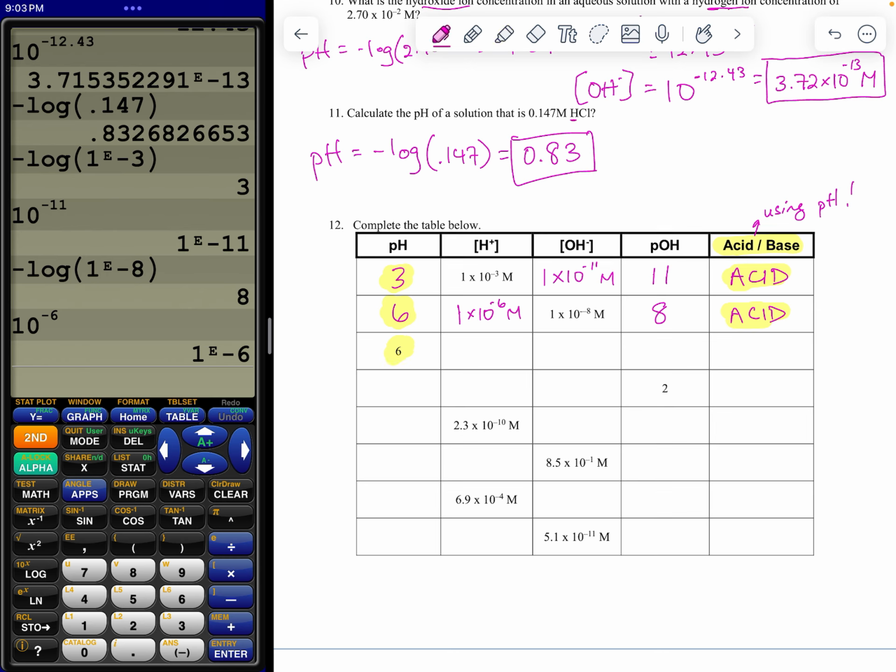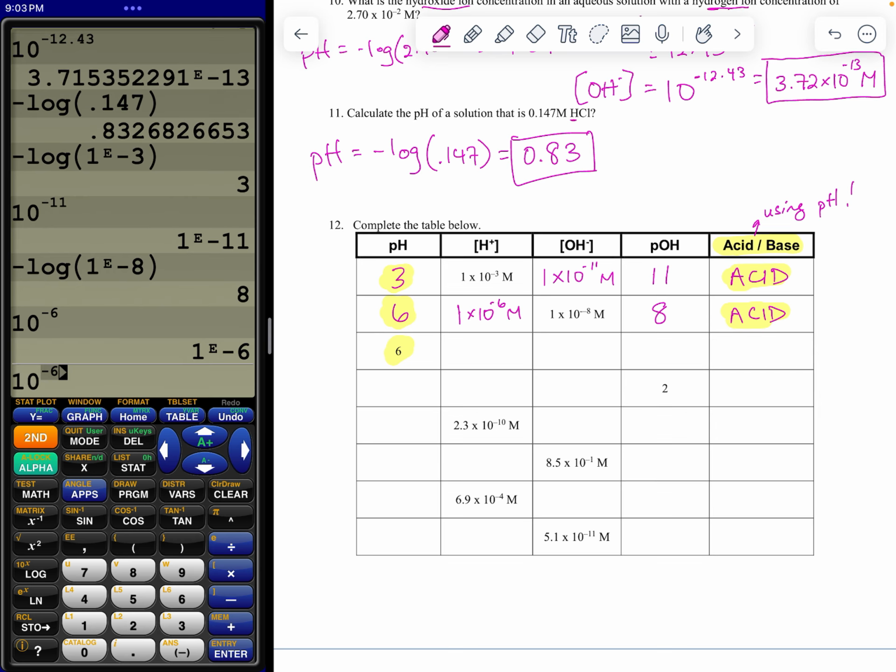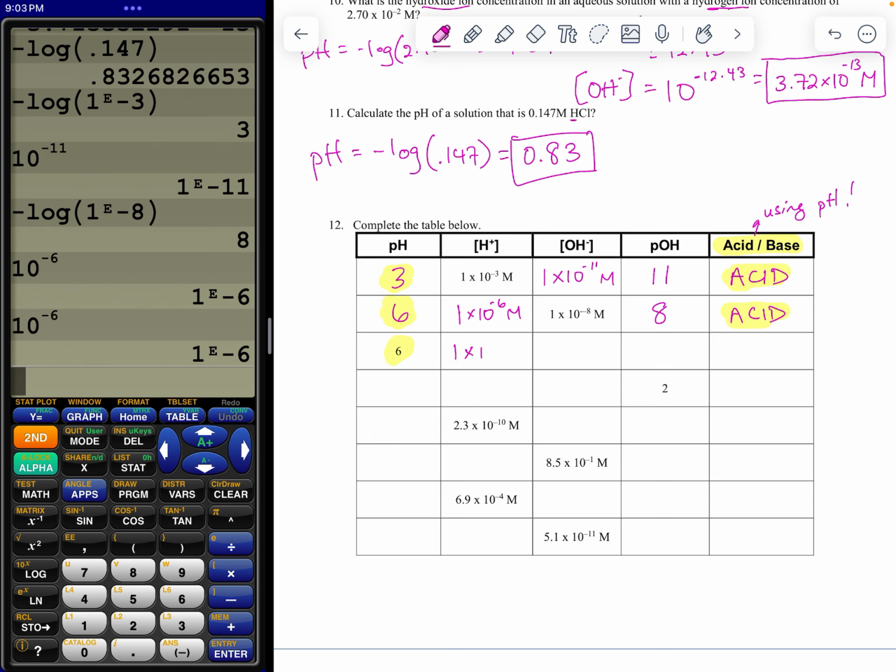So if I were to work backwards here, you're going to end up with all the same values. Just like we did before, 10 to the negative 6 is 1 times 10 to the negative 6 molar. Again, 14 minus 6 is 8, and then, of course, we're going to get the same thing over here. So two of the same one, just starting with a different value, you can get to the same spot.